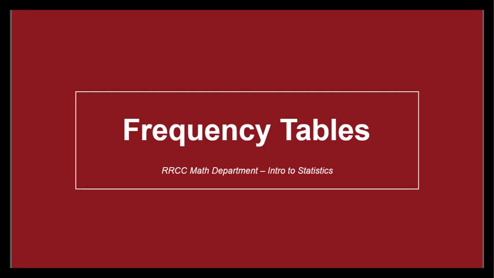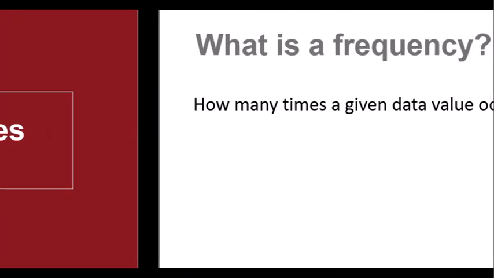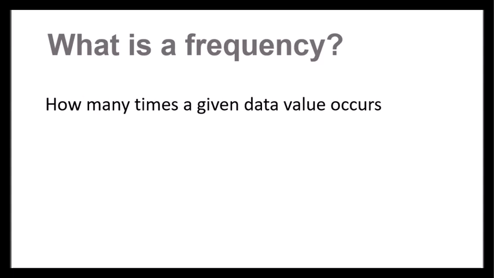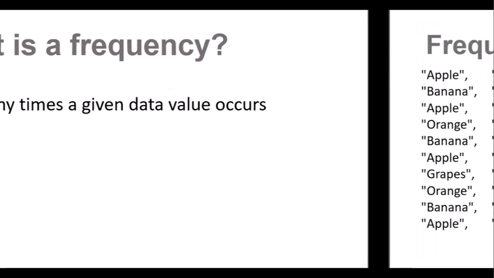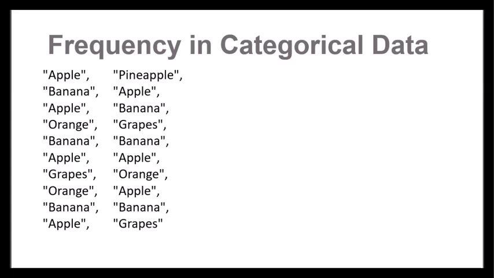Hi everyone, in this video I'm going to look at frequency tables including relative frequency and cumulative frequency. So what is a frequency? When we talk about frequency and frequency tables, we're talking about how many times a given data value occurs. So this is essentially just a count. We can find frequency in categorical data.